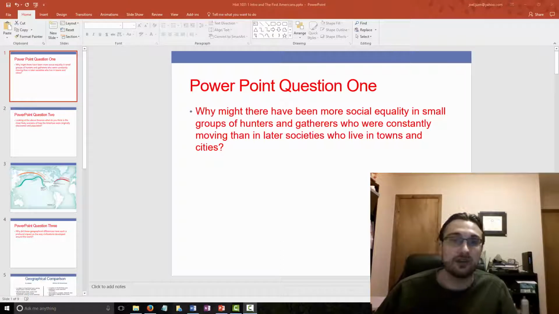So, a very interesting question here, and a lot of you provided some very good answers to this question, really focusing on the group dynamic, right? The fact that people would know each other more, so that there would be less inequality if you knew who everyone was and you were all working with the same goal in mind, everyone had to work for survival. Those kinds of answers were very, very good.